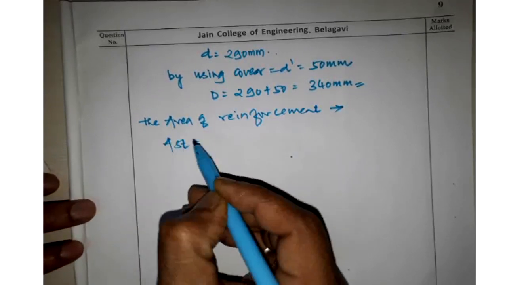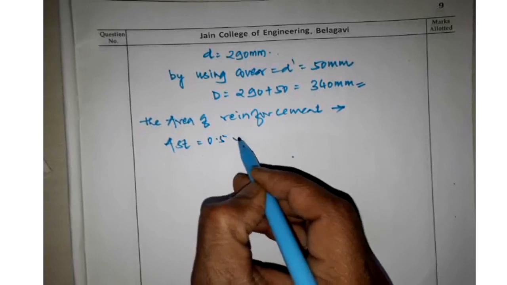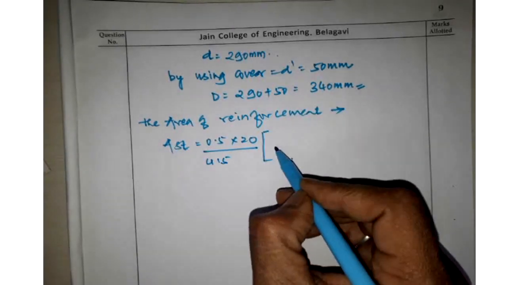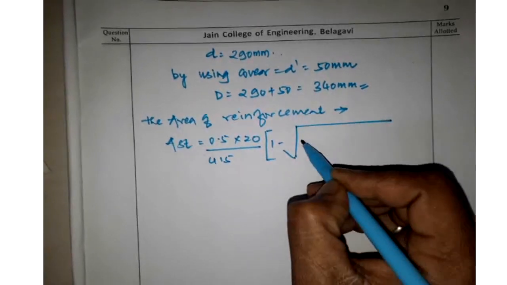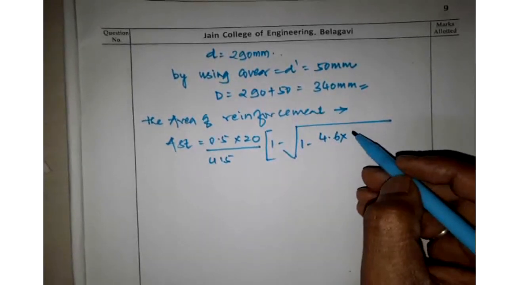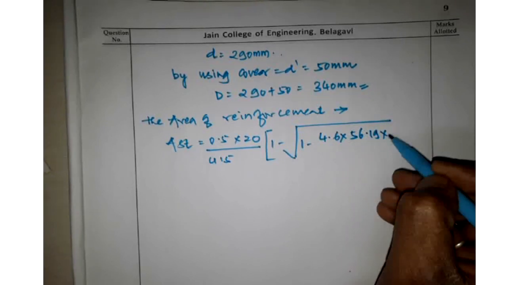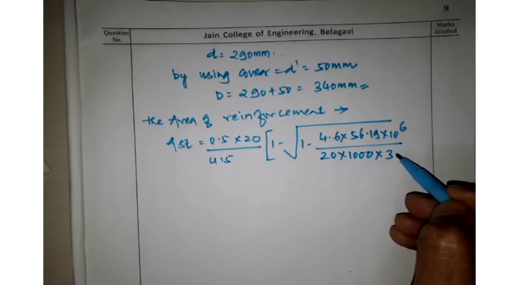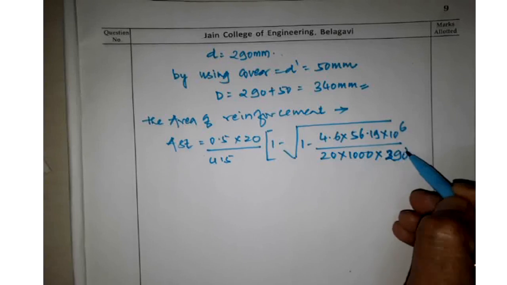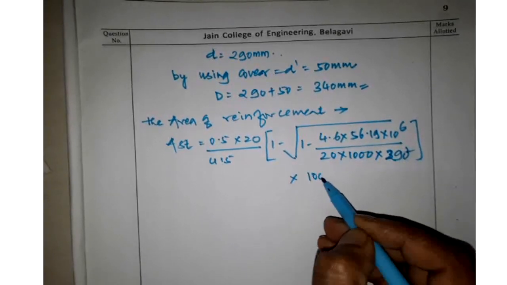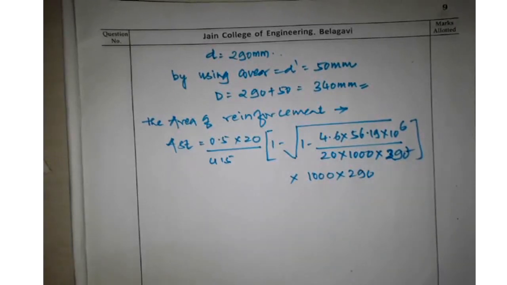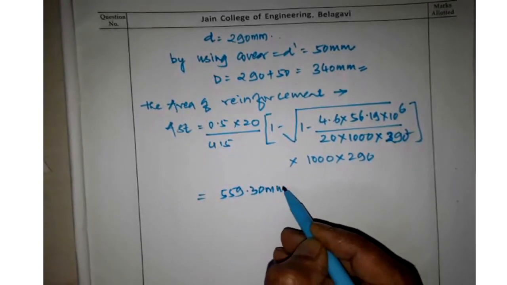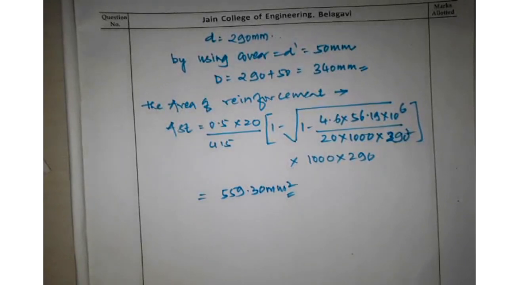Ast equal to 0.5 fck divided by 415 into bracket of 1 minus square root of 1 minus 4.6 into Mu, 56.19 into 10 to 6 divided by fck b d square. fck b into d is 290 square into b d. b is 1000 and again d is 290. Okay, so we get here 559.3 mm square.